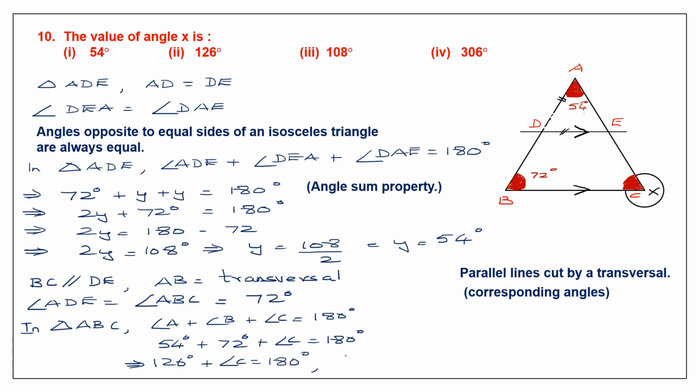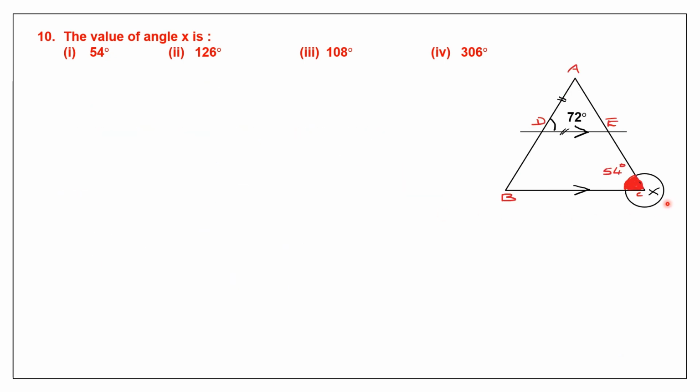So now we can find angle C. Angle C is equal to 180 degrees minus 126 degrees. That means angle C is equal to 54 degrees. So we've got this angle also 54 degrees. Now we can find the value of angle X. Now let's find angle X.